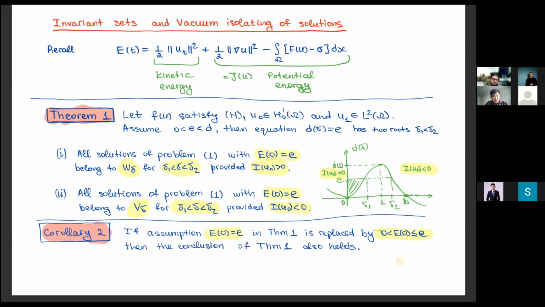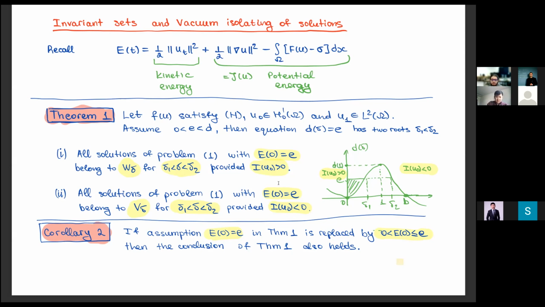And then we have this theorem. If u satisfies H and our initial conditions lie in the spaces, assume that some E is between 0 and d, then the equation that our depth equals E has two roots, delta 1 and delta 2, one of which is bigger. Then all solutions of the problem with initial energy equal to E belong to W delta for this interval, and all solutions of problem one with initial energy equal to E belong to V delta for this interval, provided with this condition.